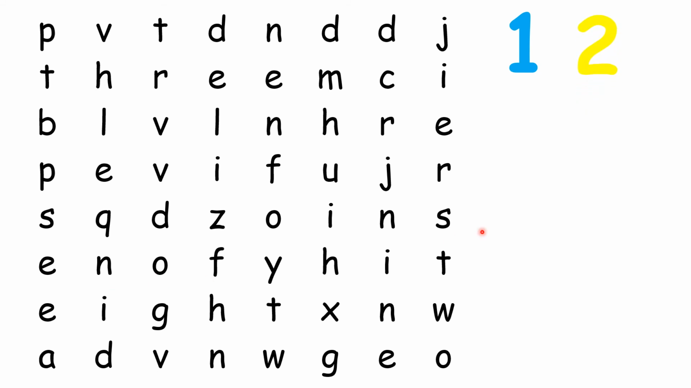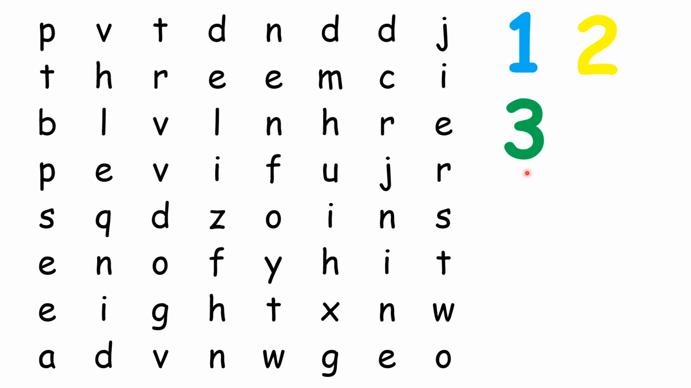What about next number? Number two. How to spell? T W O. Two. T W O. Can you find number two? T W O. Let's look together. So we are looking. Oh, here is a T and W and O. Here it is. Number two. T W O. Okay, next number.